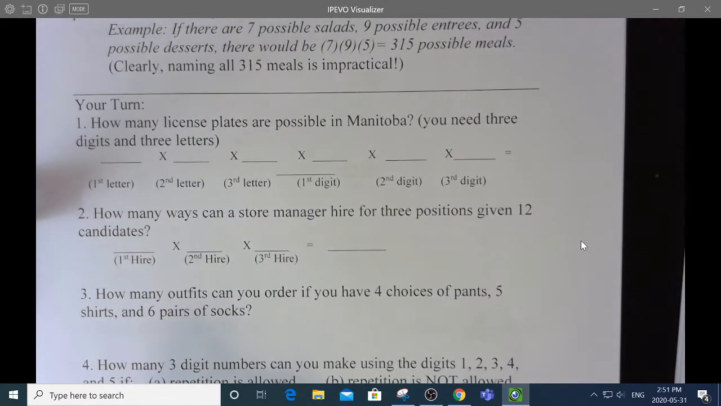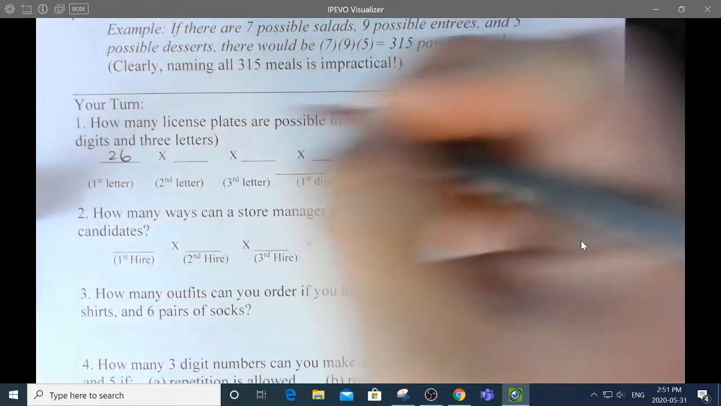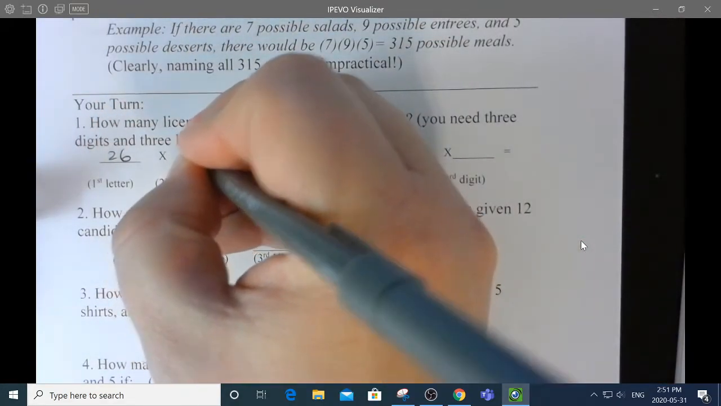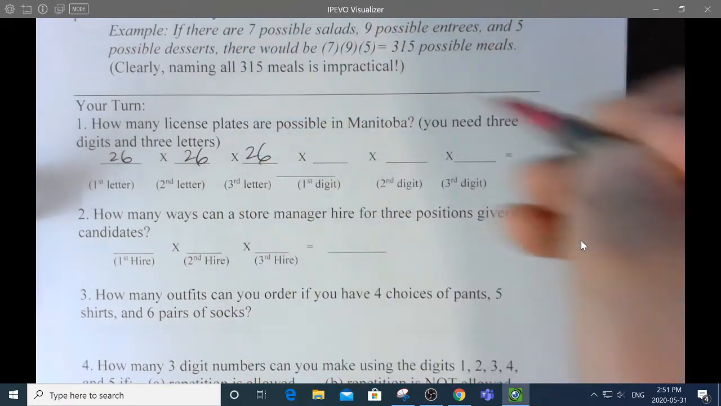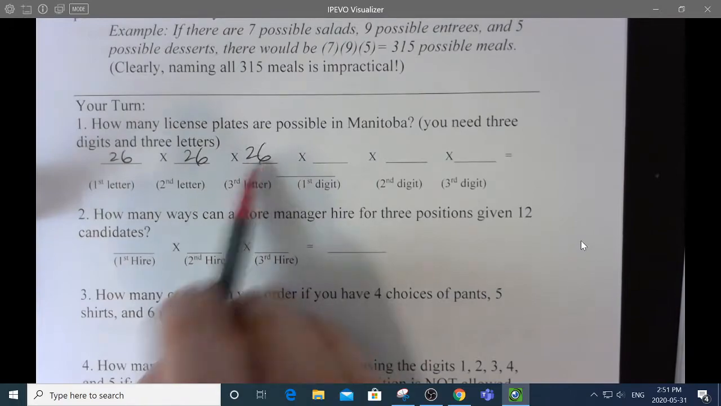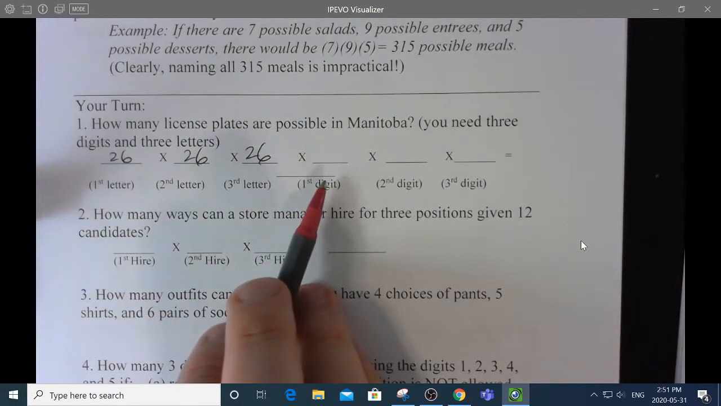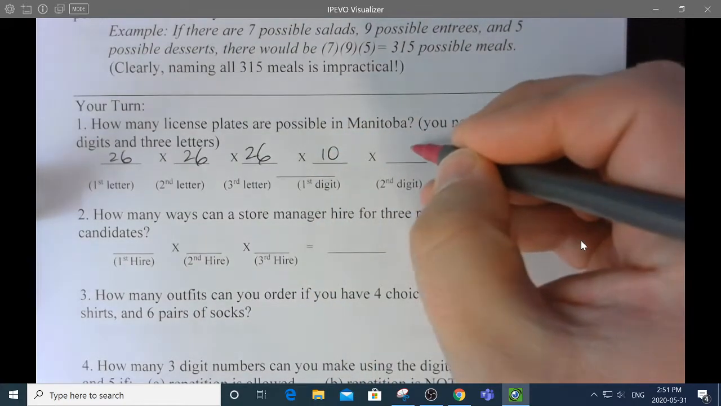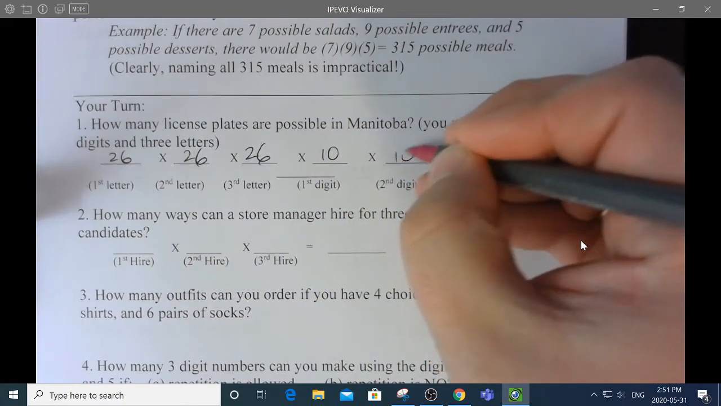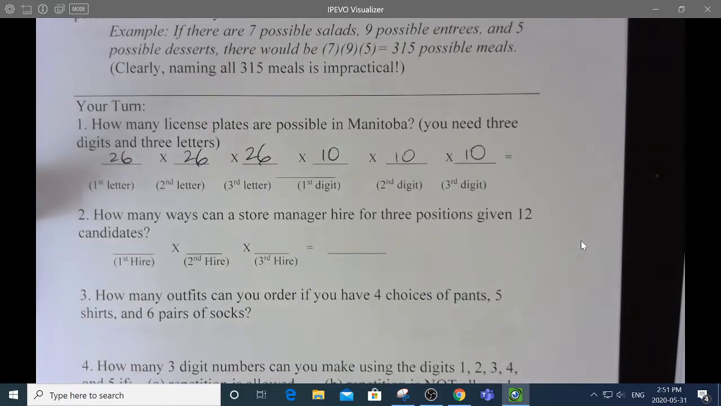And repetition can happen, so the first letter can be any one of 26 letters. Then the second can be any one of 26 letters. The third can be done 26 ways, right? So it could be A to Z, A to Z, A to Z. And then digits, there are 10 digits because 0 counts. So it could be 0 to 9, 0 to 9, 0 to 9. It is possible to have a license plate that's AAA111. So how many license plates are possible?